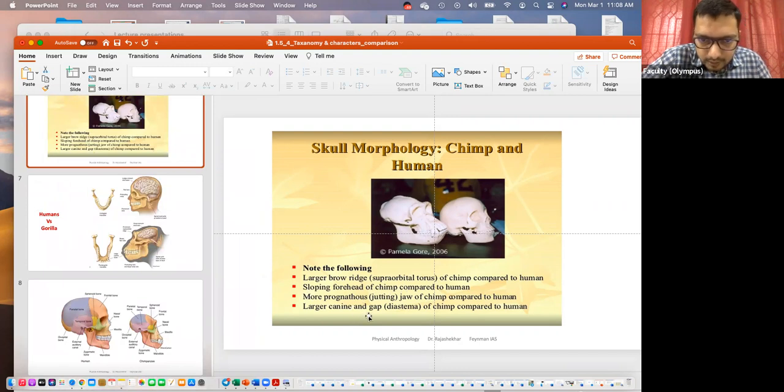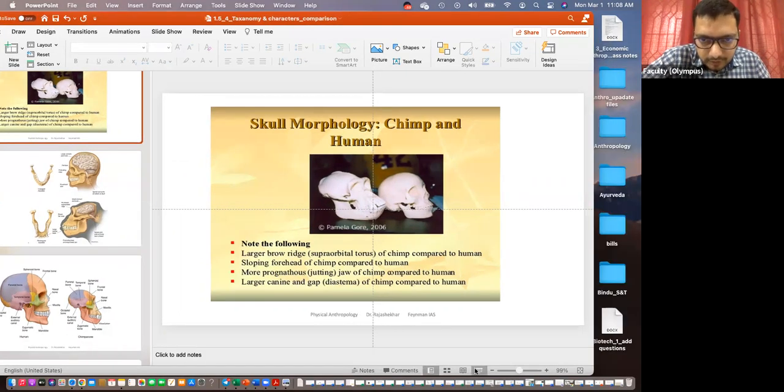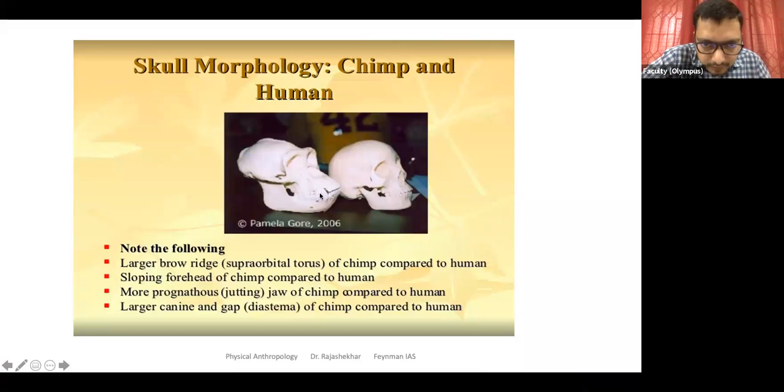A larger canine gap, or diastema, it is called. In chimpanzees, they have a larger gap. This is called diastema. Not sure if it is so visible to you in this image. You can indeed see that locking phenomenon. Are you able to see this? These two teeth are going like that, upward and downward, nicely sitting.